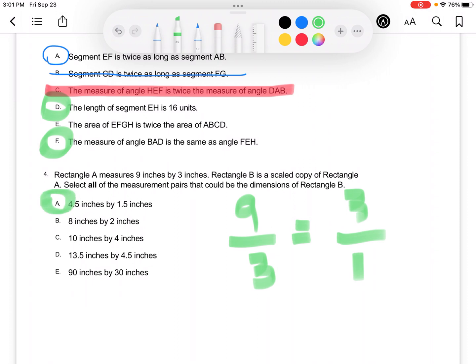8 divided by 2, well, that's 4. 10 divided by 4 is 2.5. 13.5 divided by 4.5, well, that's 3/1. 90 divided by 30, that's 3/1. So that's why it was ADE.